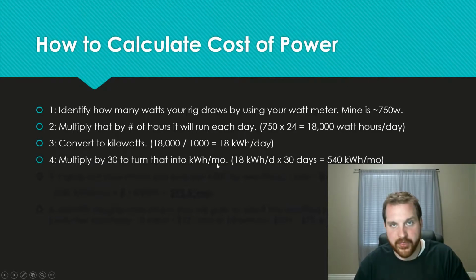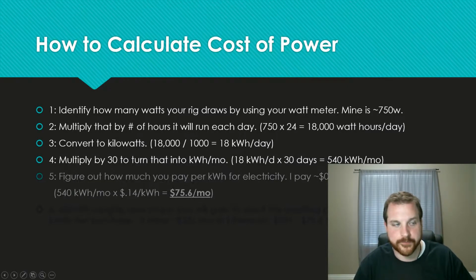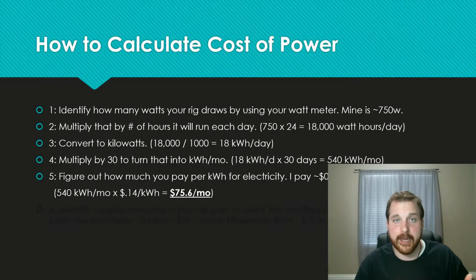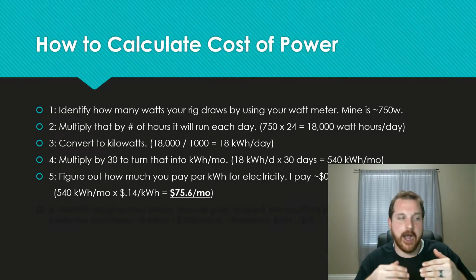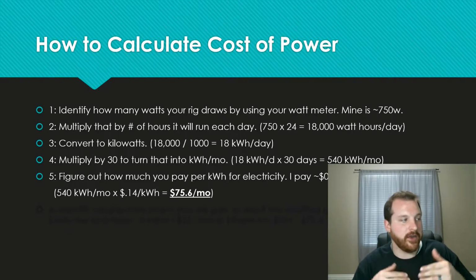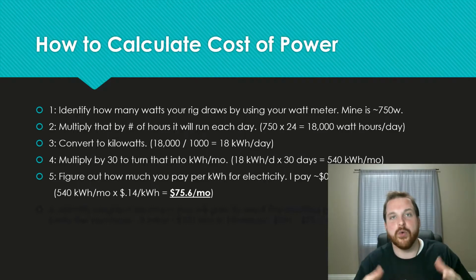Then you multiply that by 30 because there's 30 days in a month, and that will give you your kilowatt hours per month, 540. Now, you figure out how much you pay for electricity, and you get that off of your power bill from your power company. They'll tell you on there what you pay per kilowatt hour for the month. Now that we've calculated our kilowatt hours, we just need to know what the cost is.